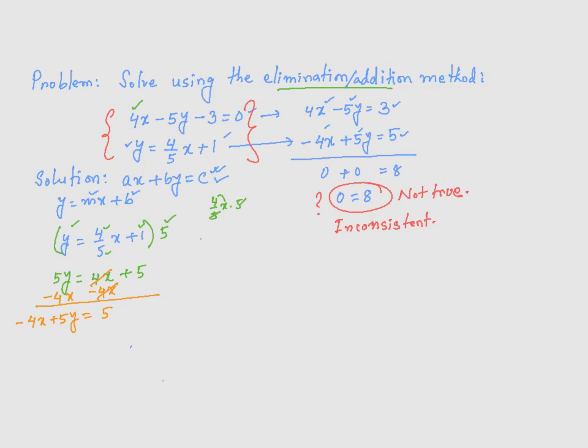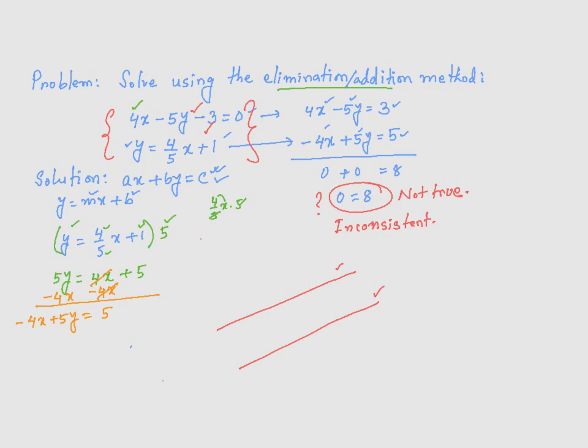So the lines are going to be like this. One line is going to be like this. Another line is going to be like this. That means these two lines, this one and this one, are parallel and they don't overlap. So that means they never meet, and there is no common point between these two straight lines. These are parallel lines with different y-intercepts.